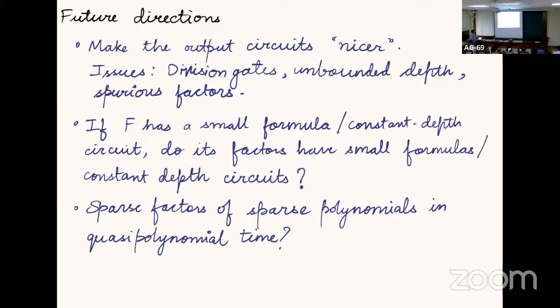Even there, we don't know, can you get all the sparse factors of sparse polynomials in, let's say, quasi-polynomial time? Quasi-polynomial would be pretty great. We don't know how to do that now, but we know a weaker statement like this. We know how to get constant degree factors of sparse polynomials in quasi-polynomial time. But the hope is you can do this in general for sparse factors. This is the paper. That's all.